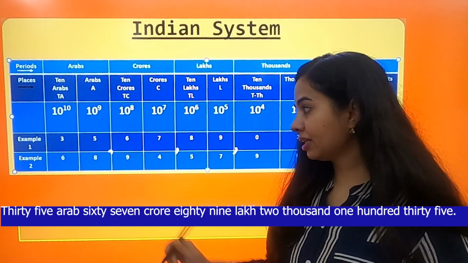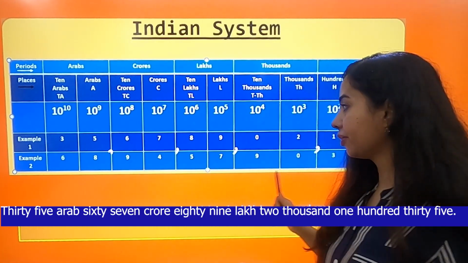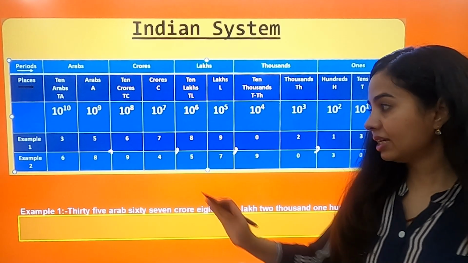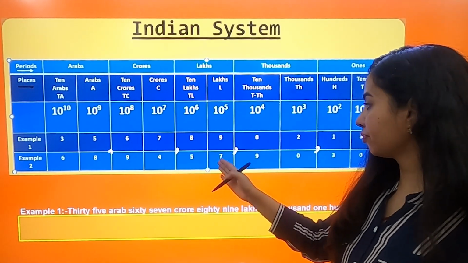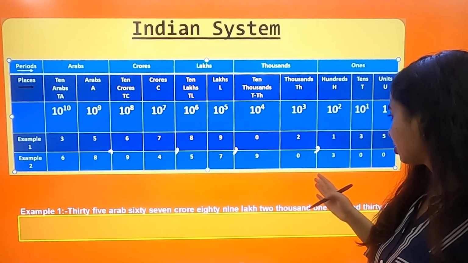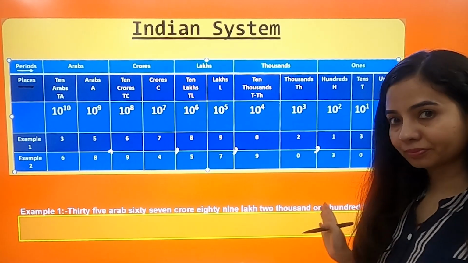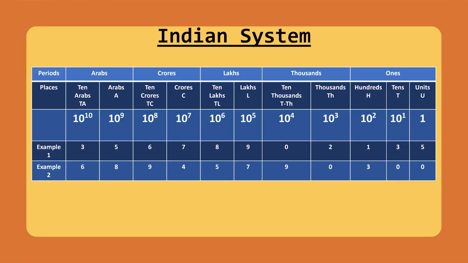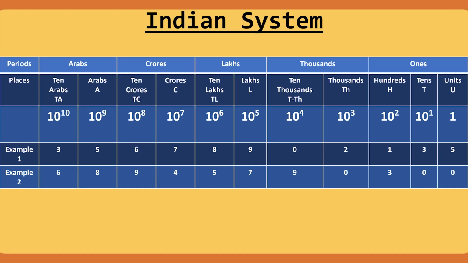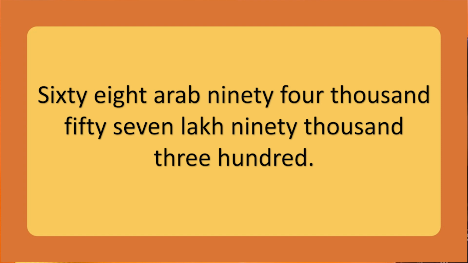I want you to do this number on your own. 68945790300. Okay, can you do this? Pause and do it. Here the number is for you. Now check your answer. I hope all of you have done it right.